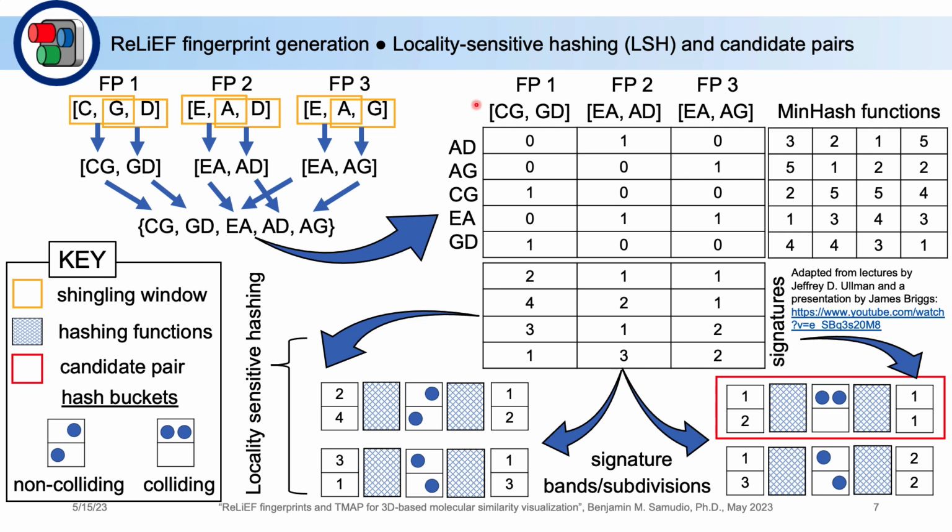one-hot encoded vectors. So in this case, the pair AD, if it's found in a fingerprint, then that is encoded as a 1, whereas if it is not found in the fingerprint, then it is encoded as a 0.